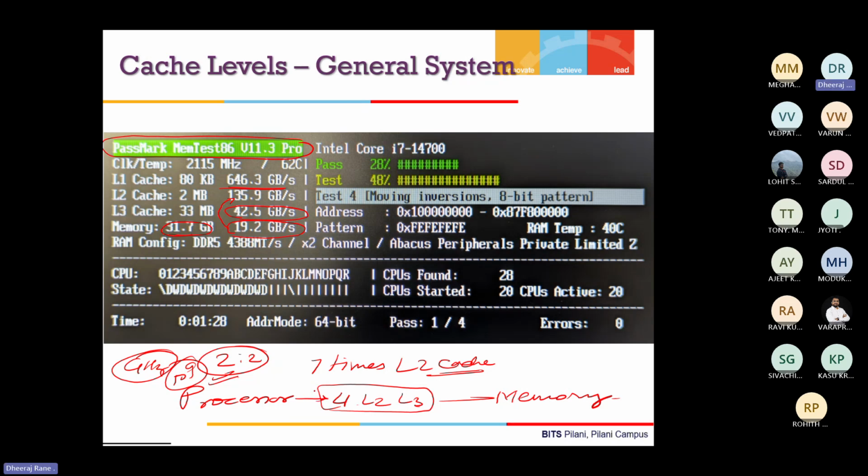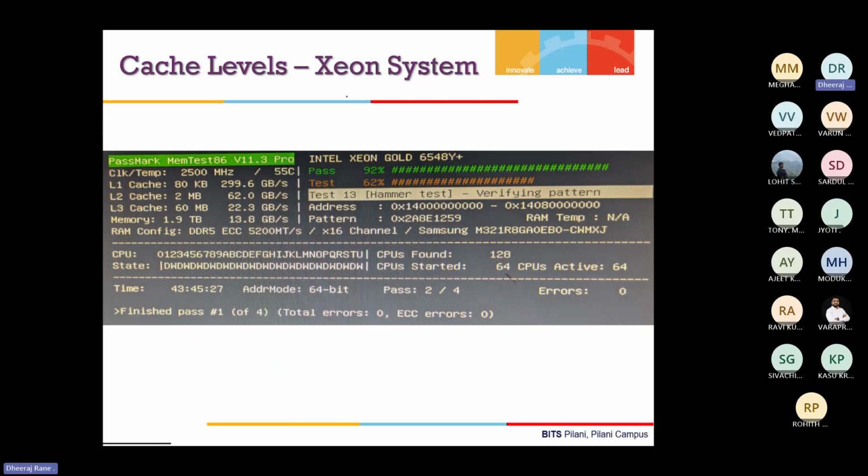Okay. So this is the Xeon system, the cluster I was talking about recently, where we have GPU nodes within the cluster. So see the difference. Earlier, memory was 1.9 TB and the speed was 13.8 Gbps. And here, L1 cache is 299.26 Gbps, right? And it is an Intel Xeon Gold 6548Y+ processor.